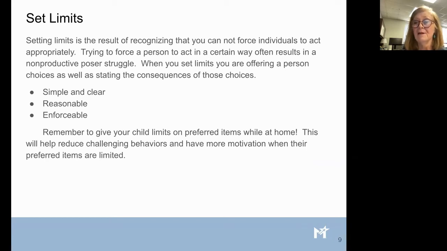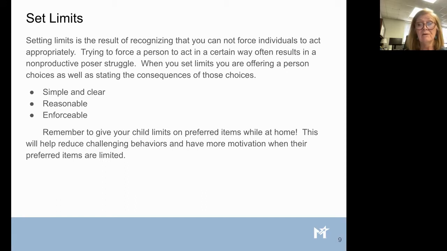So Lindsay gave an example earlier about we're not going over to so-and-so's house if you continue to act that way, when in the back of your mind, we are going to so-and-so's house because they're cooking steak and I really want a steak. So it's important that we set those limits, and we understand that we can't force anyone to behave a certain way. That gets us into a power struggle. And if you get into a power struggle, nobody wins that. So it's important that we offer choices and the consequences that go with those.